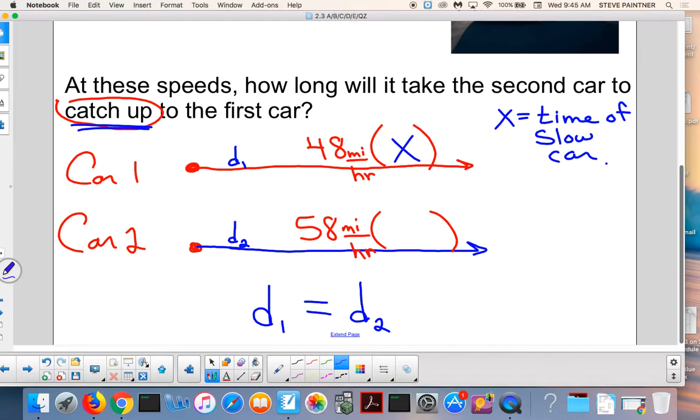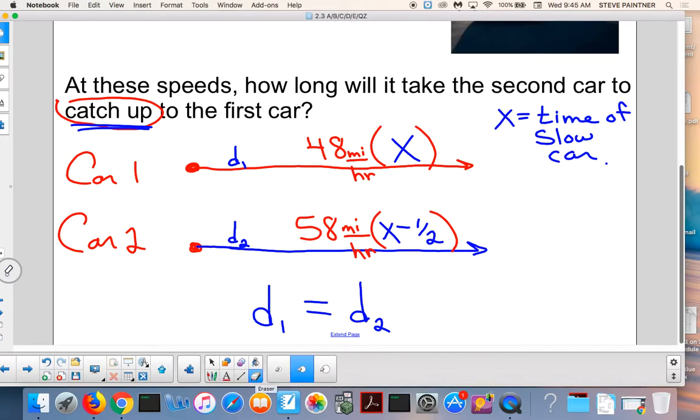Should I put X? Wait a second. You guys, you're in the fast car. Did you travel the same time as the slow car? No. You took off a half hour later. So your number here would be bigger than that or smaller than that? Smaller, because you've been on the road less time. How much less? Half an hour. So guys, if that was 3 hours, guess what this one would be? 2.5, right? Okay.